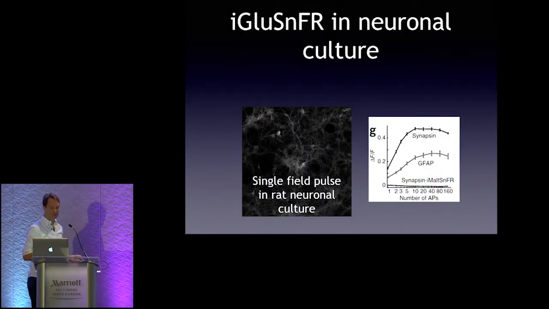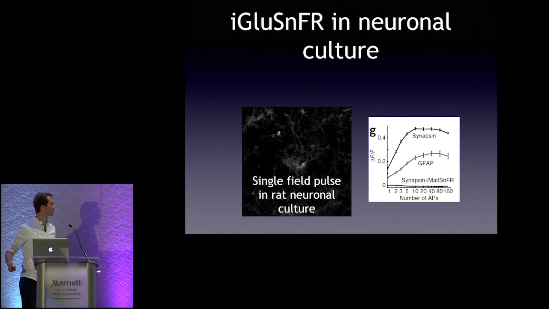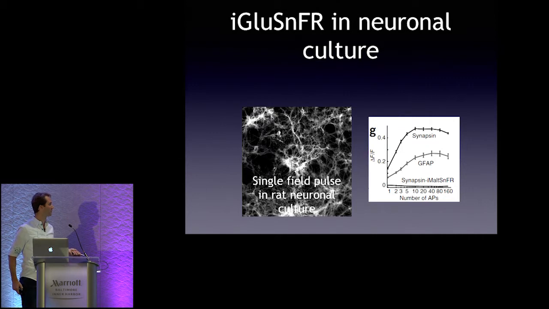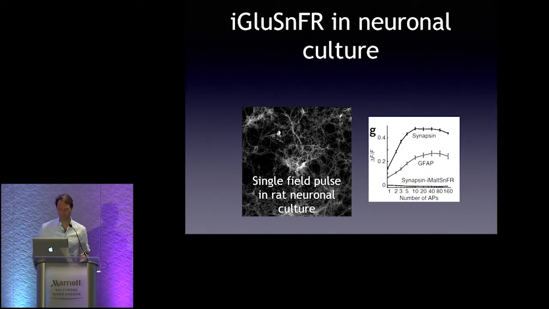So we were lucky that the affinity was just perfect for detecting glutamate release in neurons, and you can see what happens when we have cultured neurons expressing iGluSnFR, and we give a single electrical pulse. All gets brighter.